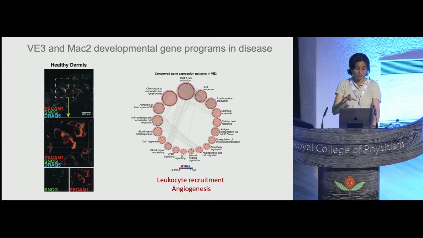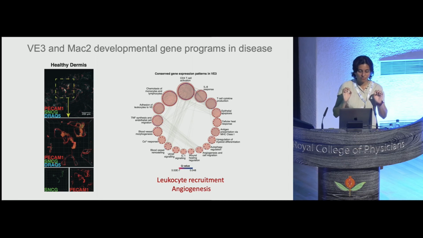Beginning to understand what is going on, these vascular endothelial cells are like high endothelial venules in the skin, and they express a lot of adhesion molecules. If you look at the gene expression program that's conserved between the lesional skin cells and the developing skin cells, they're all about leukocyte recruitment and angiogenesis. So essentially, during development, you have this program that is switched on to allow leukocytes to enter the tissue, and it's also the same program that later becomes switched on to bring immune cells into the tissue to cause inflammation.